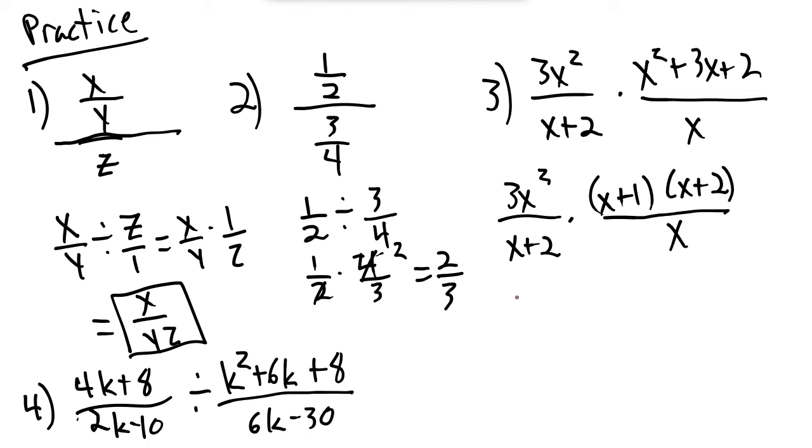And would you look at that? We have an x plus 2 in the bottom and an x plus 2 in the top. But notice we also have an x squared, or an x times x on the top, and we have one in the bottom. So we have an x and an x. Those will cancel out, meaning that what we are left with is 3x times x plus 1.